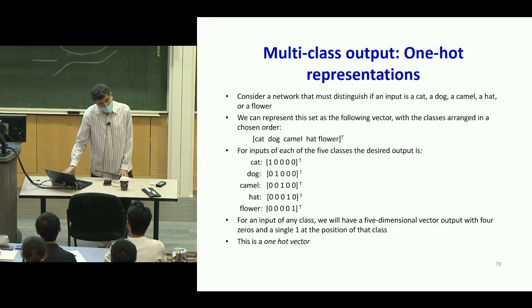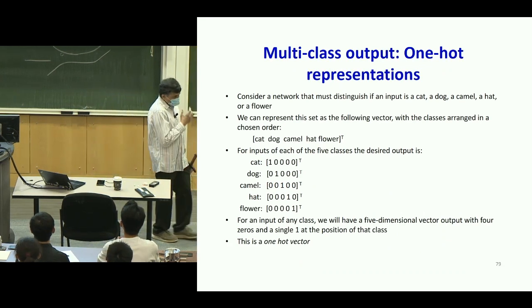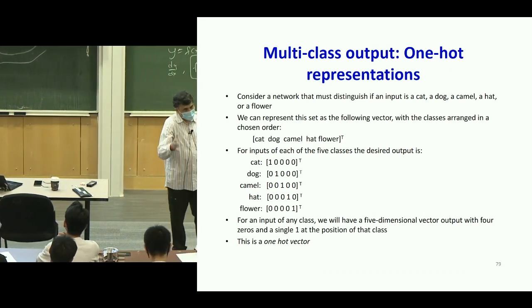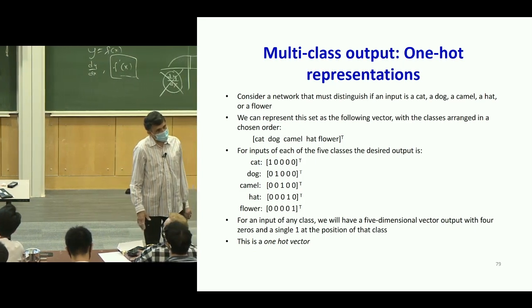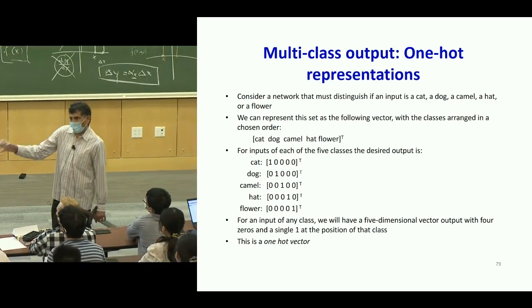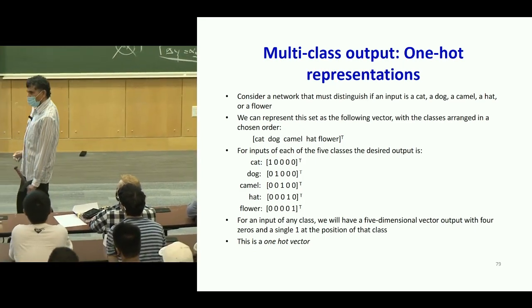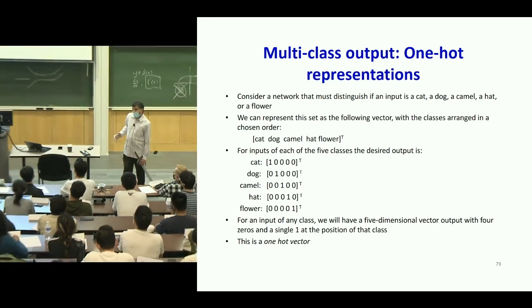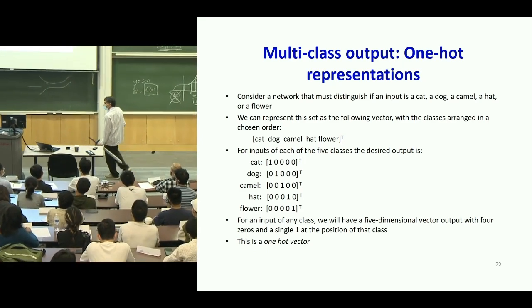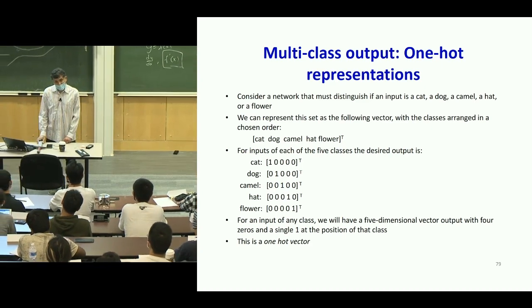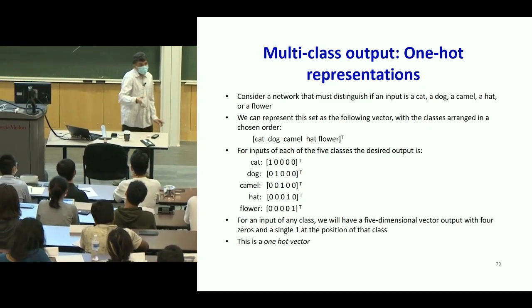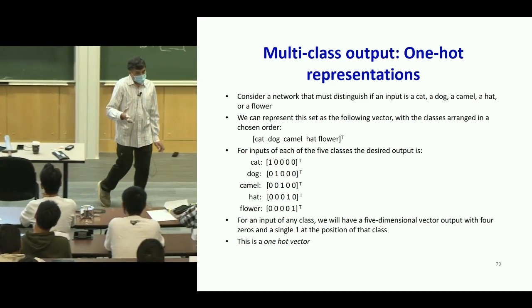Now, if I have a multi-class output, I'm still performing a classification task. I have to distinguish between dog, cat, camel, horse, whatever, several classes of flower. Then this is a bunch of labels, and dogs and cats are not numbers. So we have to convert this to some numeric representation.